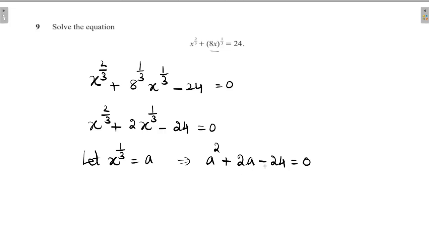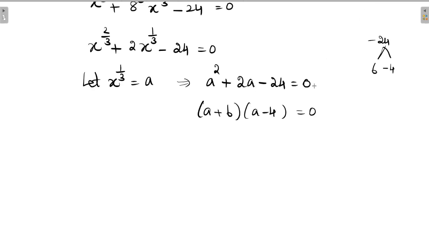Now factorize and find the value of a. So −24 is the product value. There are two factors, 6 and 4. The larger factor is positive and the other is negative. So the required factors are (a + 6)(a − 4) = 0. So the required values of a are a = −6 and a = 4.